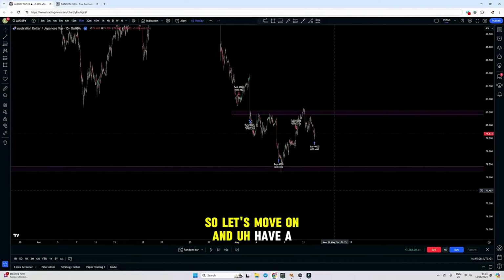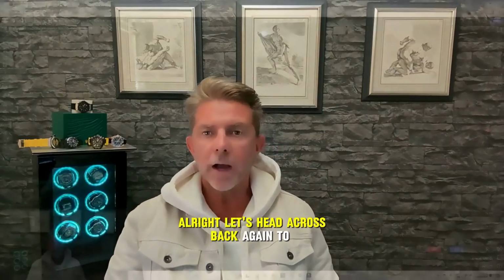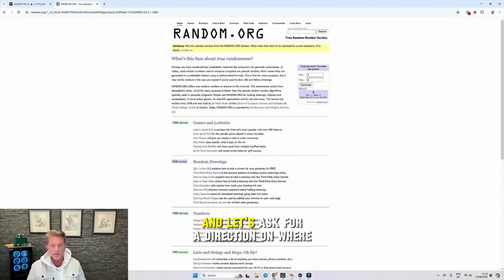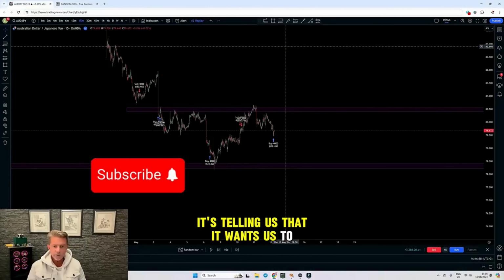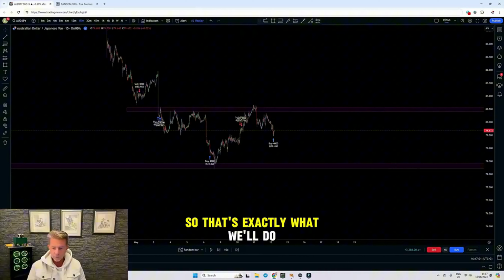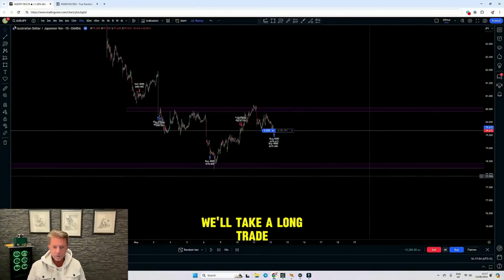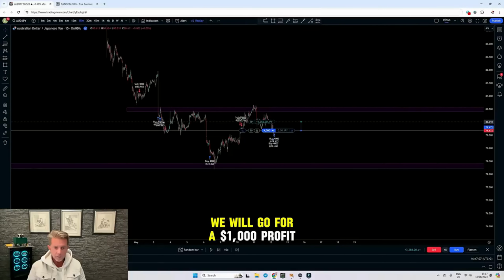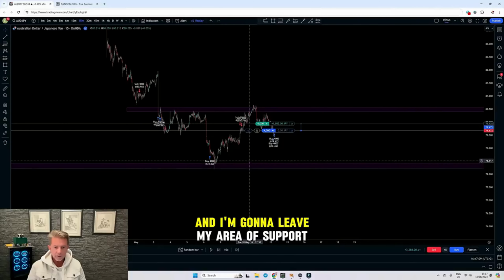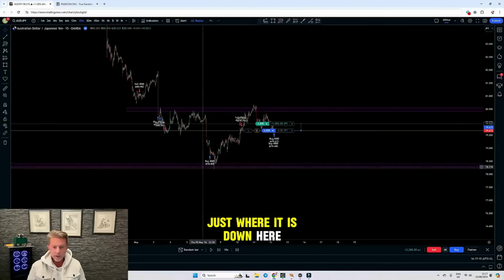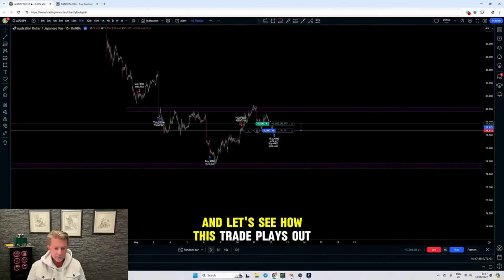So let's move on and have a look at trade number 4, and let's take another random entry. All right, let's head across back again to random.org, and let's ask for a direction on where we should take the next trade. It's telling us that it wants us to place a long trade, so that's exactly what we'll do. We'll take a long trade. We will go for a $1,000 profit, and I'm going to leave my area of support just where it is down here. And let's see how this trade plays out.